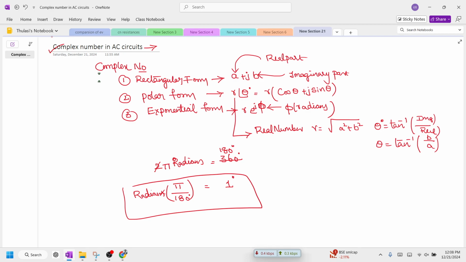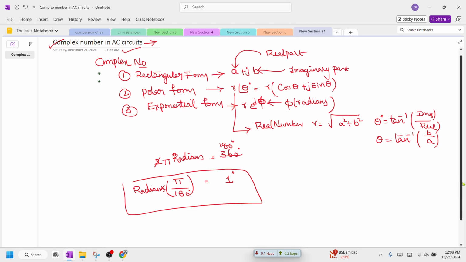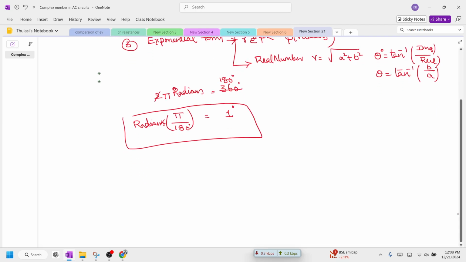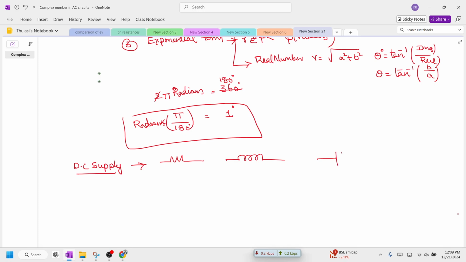Let's see some problems and how this plays a major role. So what is the importance of complex numbers in AC circuit analysis? Generally, in a DC supply we have resistance, inductance as well as capacitance. The units we represent as R in ohms, L in henries, and C in farads. So this is the case of a DC supply.